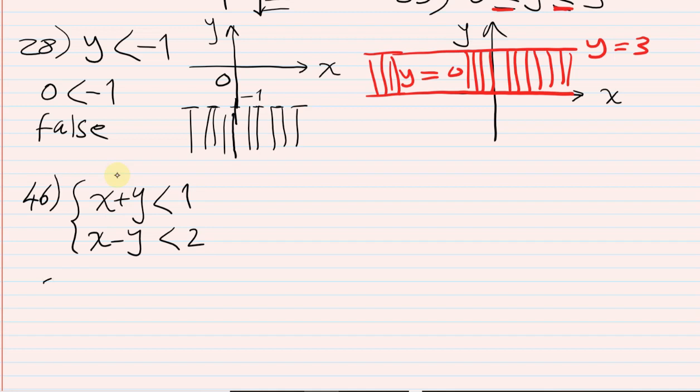So let's begin with the first one. I'm looking at x plus y equals 1. We're going to plot points, right? And we're going to pick smart points. When x is 0, y is 1. When y is 0, x is 1.